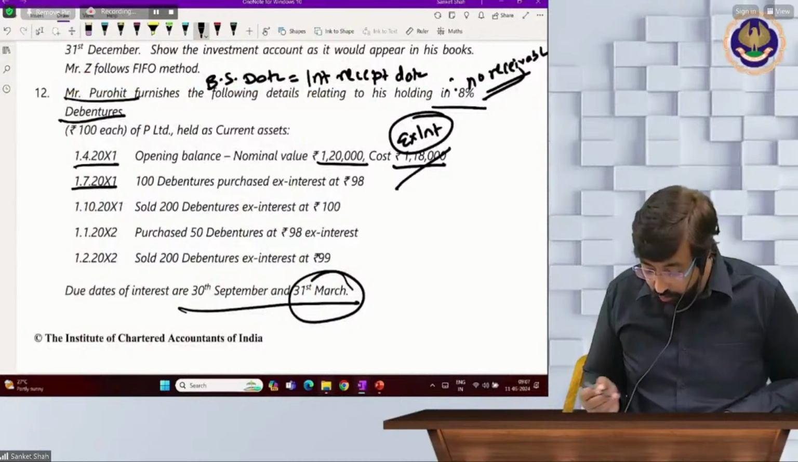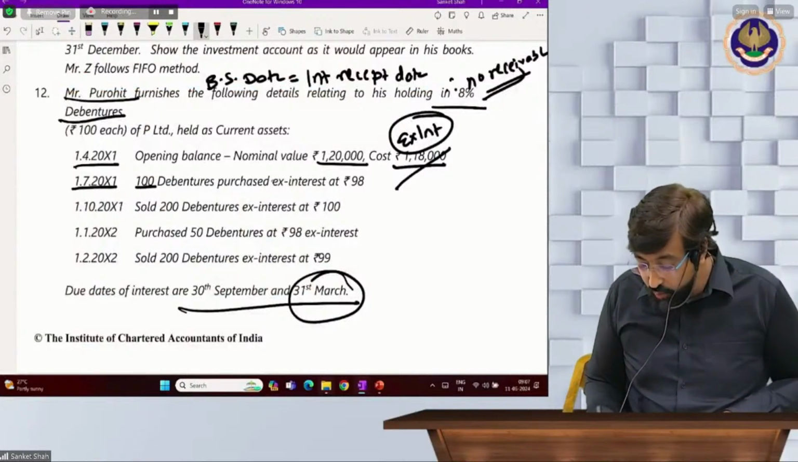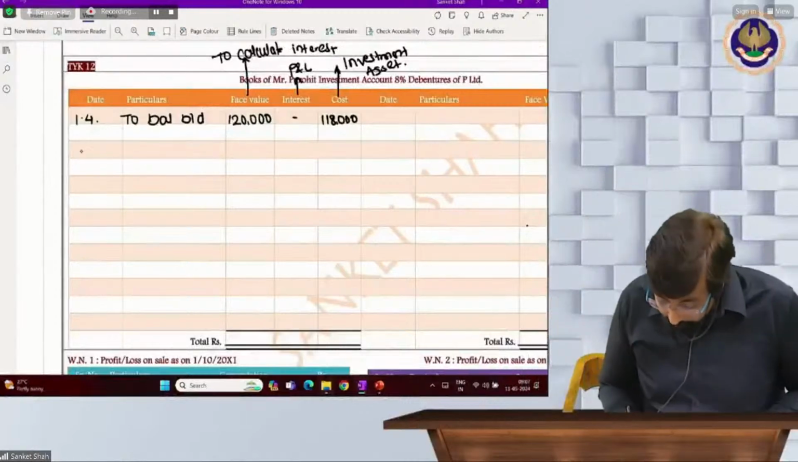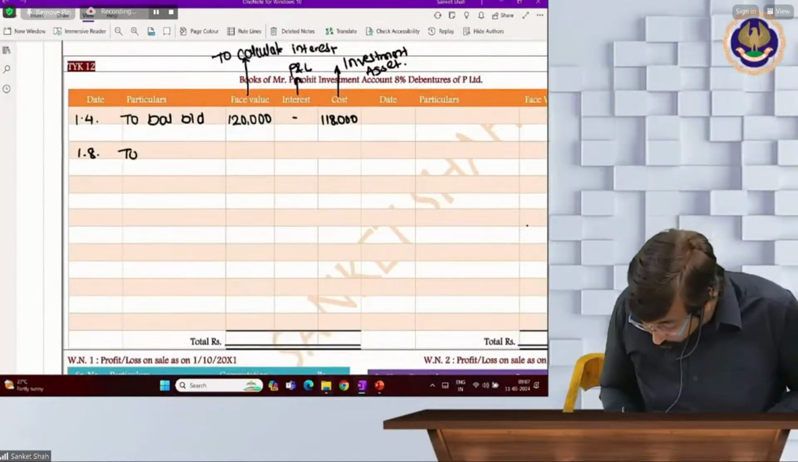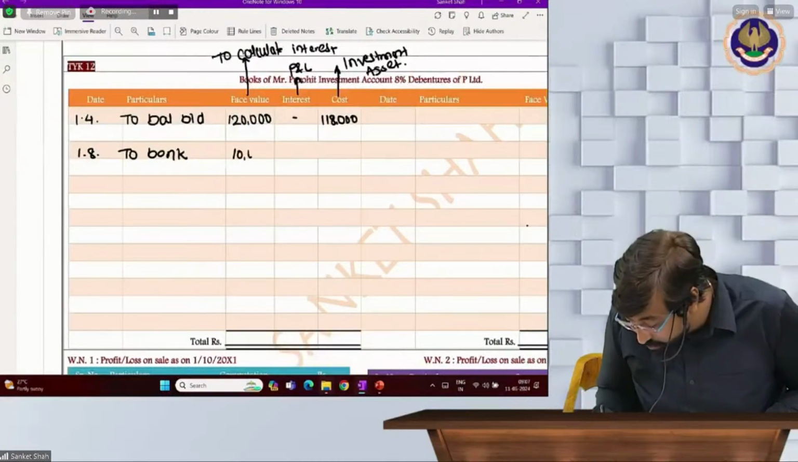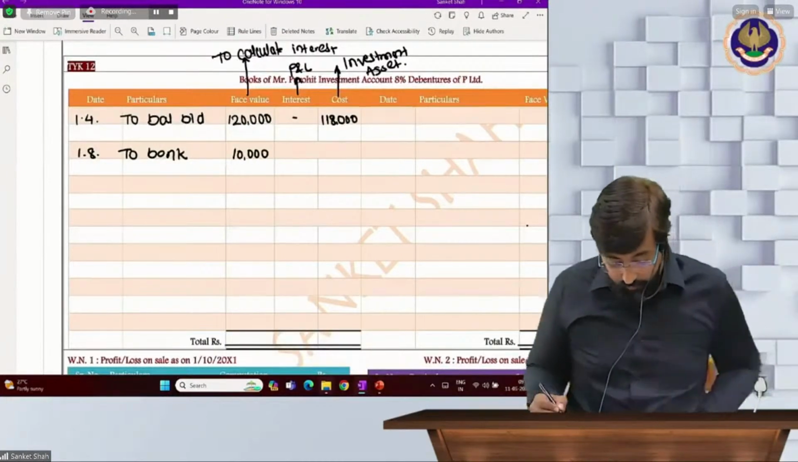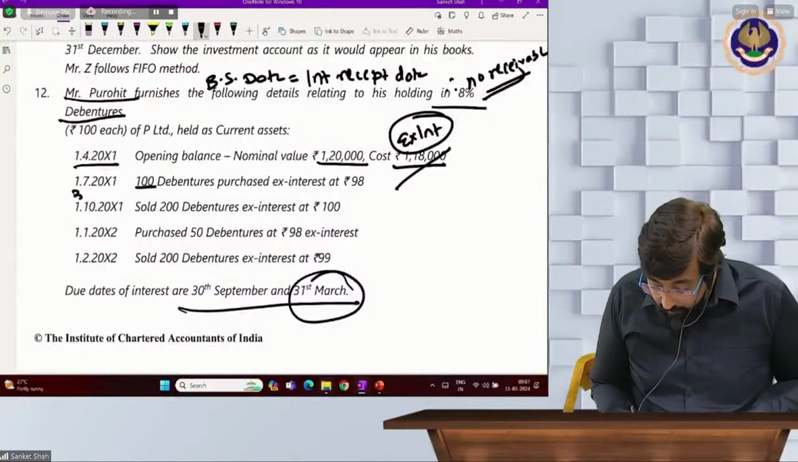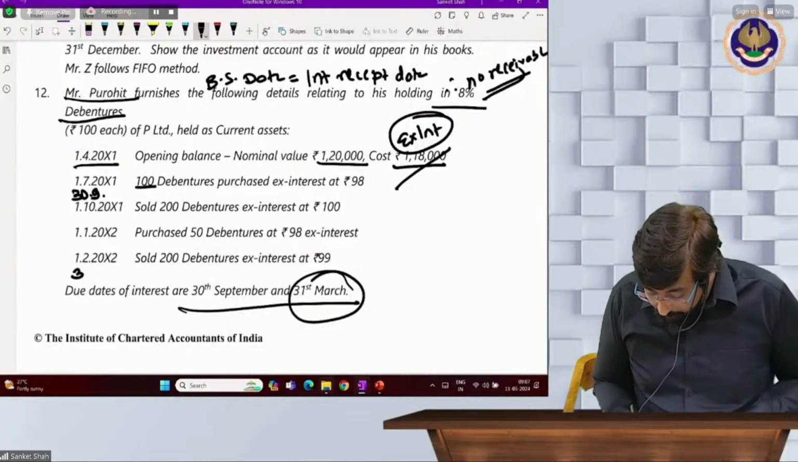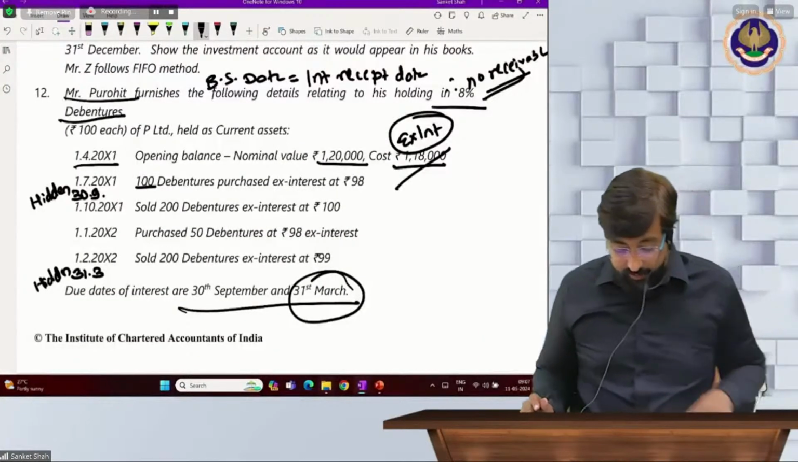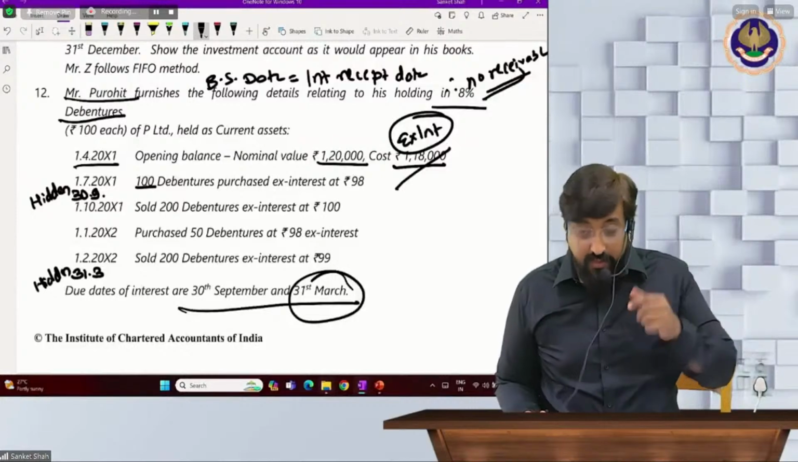Now tell me the next date. 1st July 2001. How many debentures did you bought? 100 debentures, 100 into 100, it is 10,000, paid to bank. Now we'll do one thing. See, when you are getting interest, 30th September and 31st March, these are hidden entries, 3 month interest, interest receipt date. So we'll do the first bifurcation.